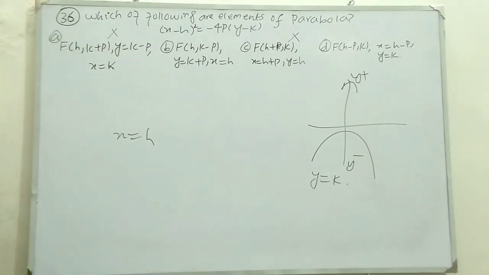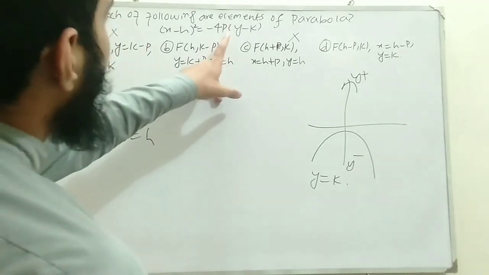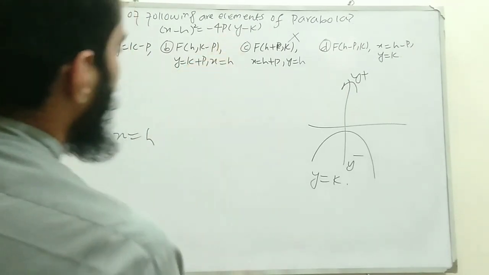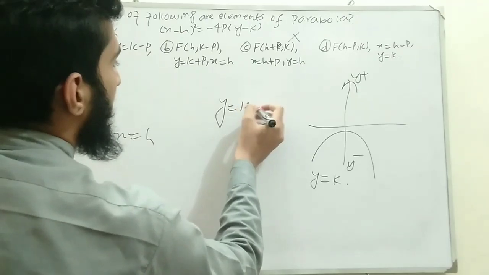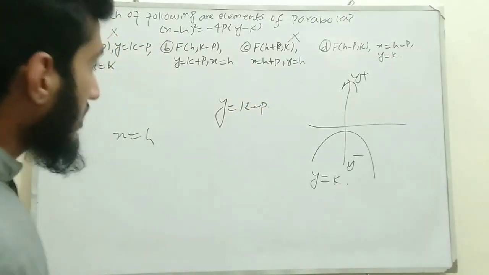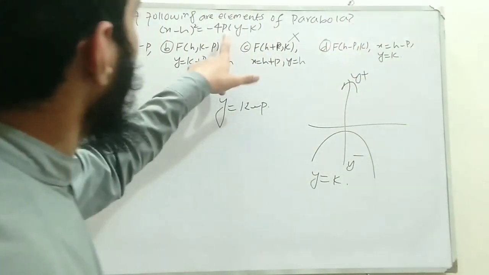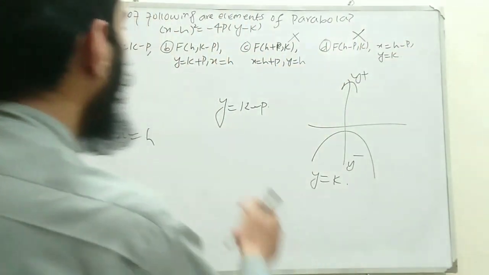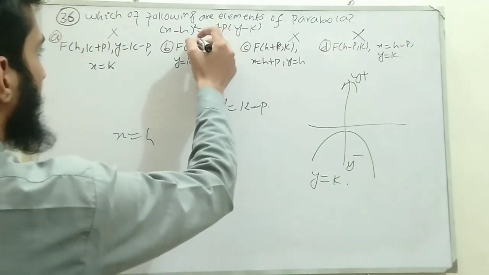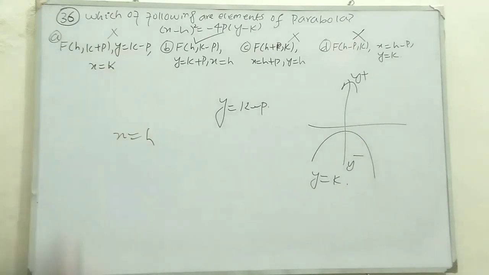After this, we are looking at the directrix of the parabola. The parabola is along the y-axis, so the directrix will be y is equal to k minus p. Here it is x is equal to h minus p. The parabola is along the y-axis, not along the x-axis, so this is the wrong option. Our correct option will be option number B. So the right option for MCQ number 36 is option number B.